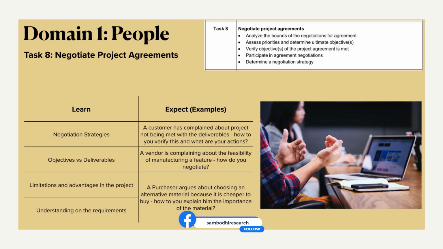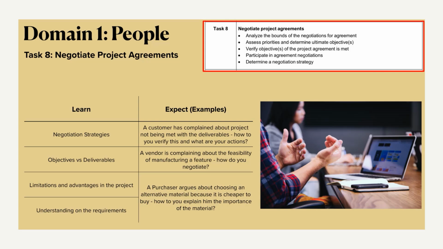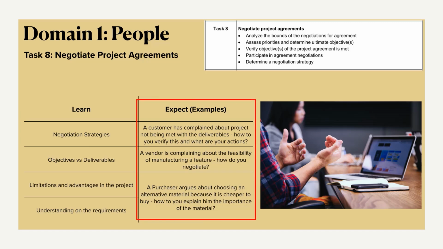Okay, so considering the task, what is expected of us from PMI, we have to negotiate the project agreements with the help of these 5 enablers that we see here. First, we have to analyze the bounds of the negotiations for the agreement. We have to assess the priorities and determine the ultimate objectives. We have to verify the objectives of the project, whether the agreements are met. We have to participate in the agreement negotiations, and then we have to determine a negotiation strategy. As I told you, I have mentioned the key points that you have to learn, and then questions that you might expect from the PMP exam.